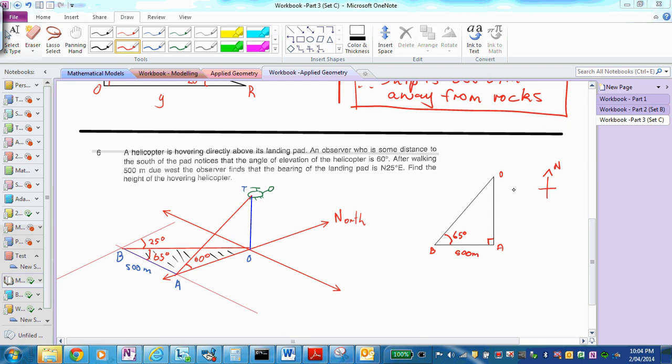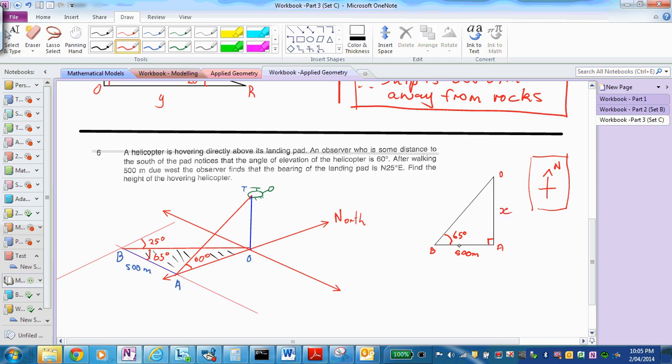And I've drawn that here, and I've drawn a little guide of what direction it's moving. We know that the observer walked from point A to B, and that was 500 metres. So we're after this length here, AO. And when we've got that length, we can then use some right angle trig calculations and actually work out what the height is. So let's do this first.